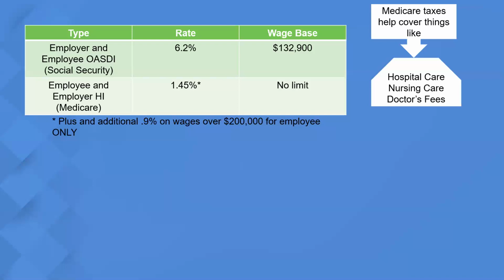Okay, yeah, anything over the 200,000 gets an additional 0.9% only on the employee side. So there are going to be differences between the employee and the employer side for Medicare because of that 0.9%. But there is a lot of detail that you have to pay attention to, and sometimes it just takes you stepping back and looking at things to make sure that everything looks reasonable.